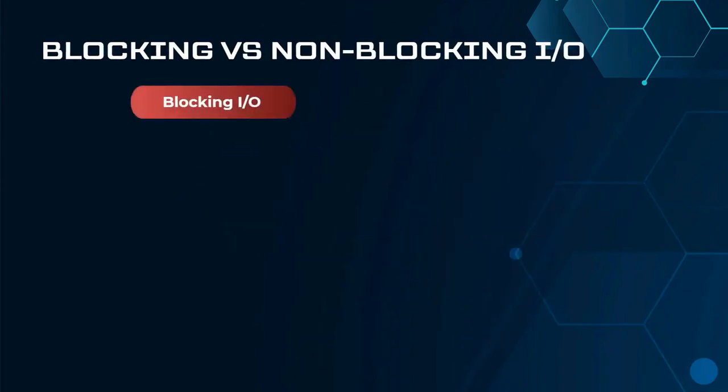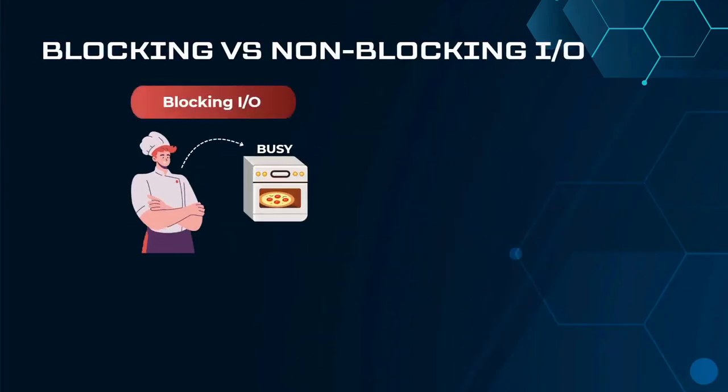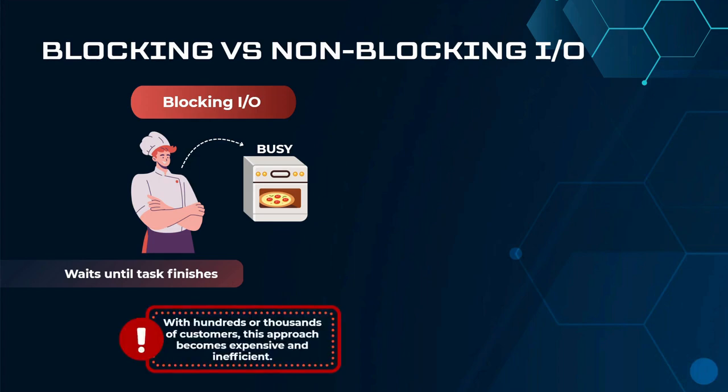In blocking I/O, imagine a chef puts a pizza in the oven and just waits until the task is done. They can't prep another pizza, chop veggies, or start any other dish until that pizza is ready. This works fine for a few orders, but what if hundreds or even thousands of customers arrive at the same time? You'd need hundreds of chefs, which is expensive and inefficient.